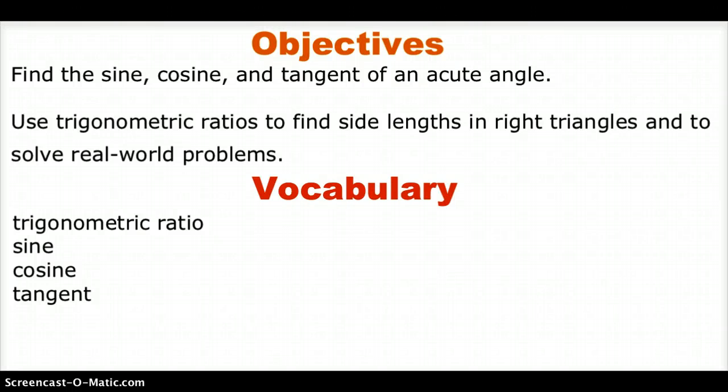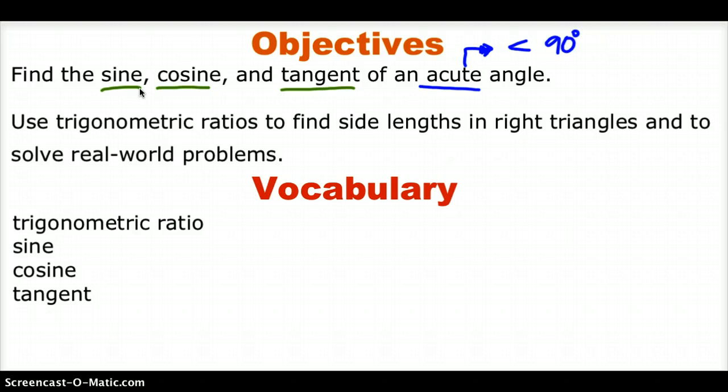Our objectives for today are going to be to find the sine, cosine, and tangent of an acute angle. These three words, sine, cosine, and tangent, we're going to talk about, but acute angle, we should really know what that one means. Again, we should remember that an acute angle is going to be less than 90 degrees. Pretty simple.